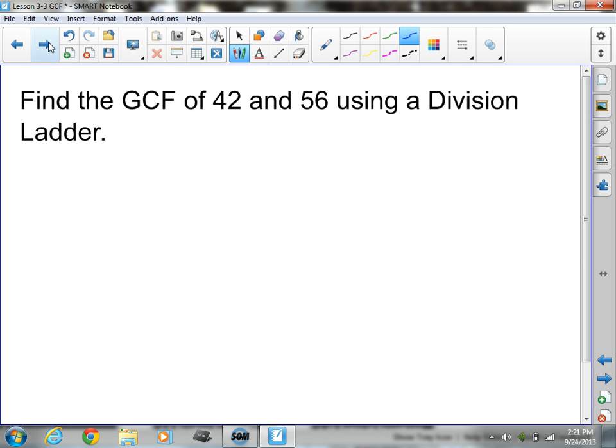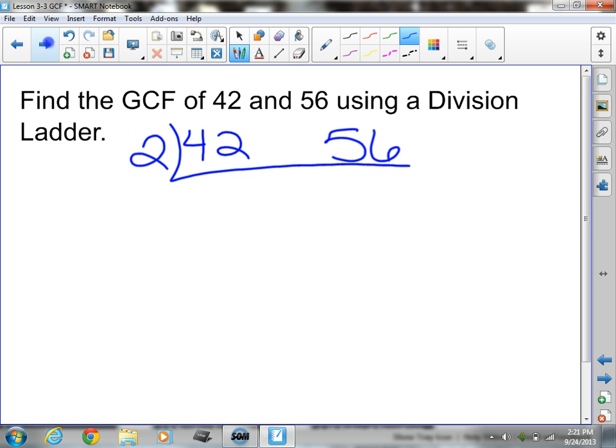Now we're going to try a different way to find the greatest common factor. This is using a division ladder. So I have 42 and 56. I could put the numbers side by side and make an upside down division symbol. What number goes evenly into both 42 and 56? Well, I see that both numbers are even, so I know that 2 goes into both of those numbers. 42 divided by 2 is 21. 56 divided by 2 is 28.